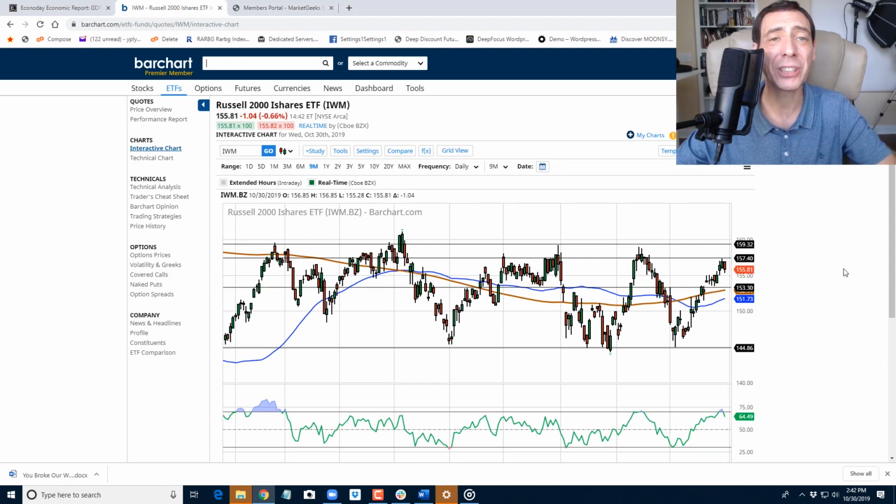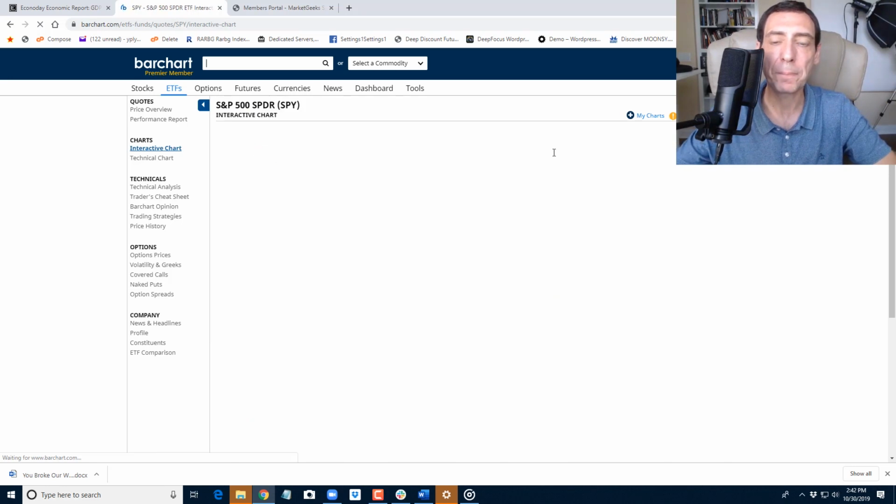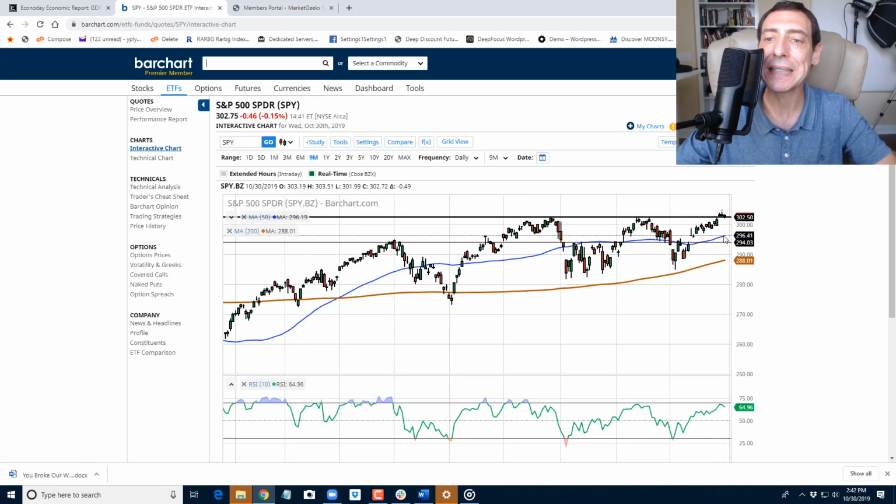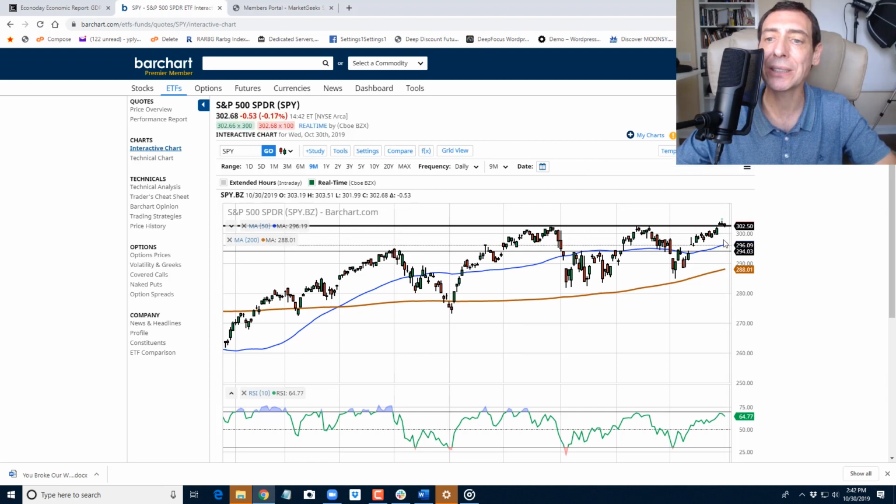And put to call ratio is telling us that we're overbought. In a nutshell, everything is pointing to a little bit of a correction, just a mild correction. Not a raging bear market, not a crash, just a little pullback, which should take the SPY, let me show you, up to about the 296, from 302 to 296 level, and maybe possibly to 288.